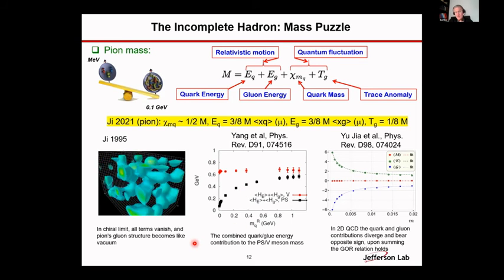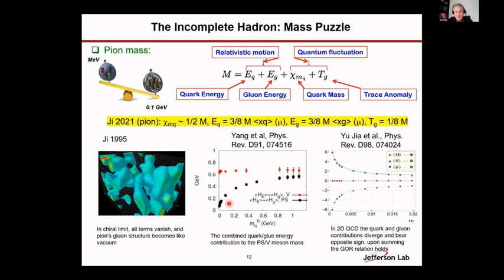Now, there have been people who have also done calculations. If you look at Young et al., and I think these are lattice calculations, they essentially find, and this is kind of interesting, that the combined quark-gluon energy is completely different for a pseudoscalar, where the Goldstone bosons are, and a vector meson. And you see it goes to 0. So the combined, it goes to 0. You can say that's the same as G95, all terms vanish.